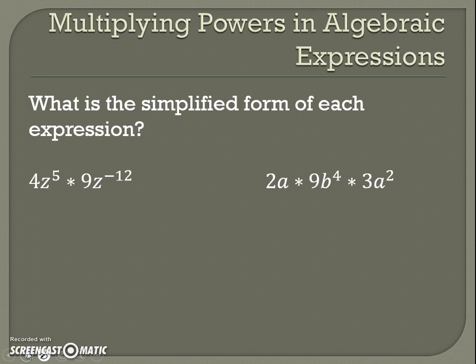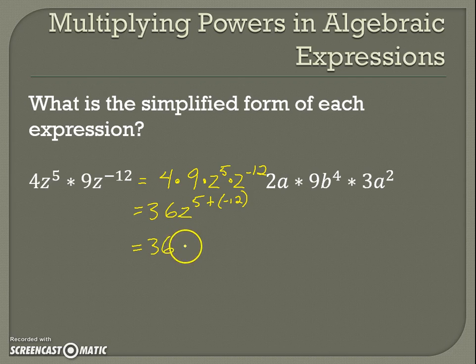It says multiplying powers and algebraic expressions. What is the simplified form of each expression? On these, if they have coefficients, that's the number in front of the variables, we're going to rearrange this and multiply those coefficients. This is from the associative property, which we talked about earlier in the year. So I have z to the 5th times z to the negative 12th. Now I could go ahead and multiply 4 times 9, which is 36. And then that is z to the 5th plus the negative 12th, because it's the same base.